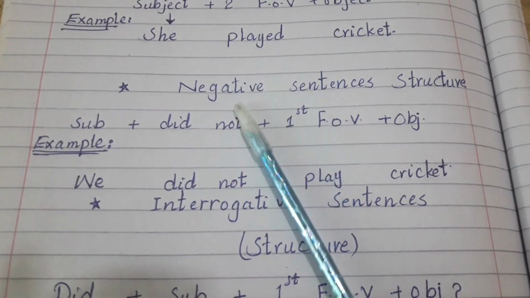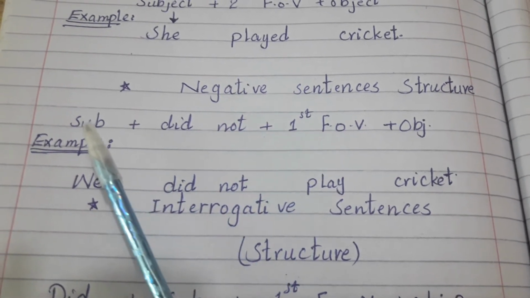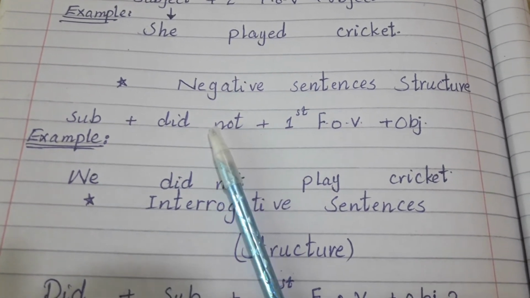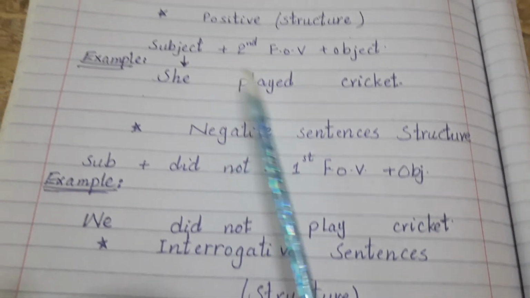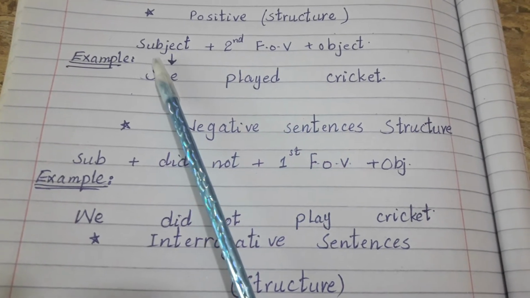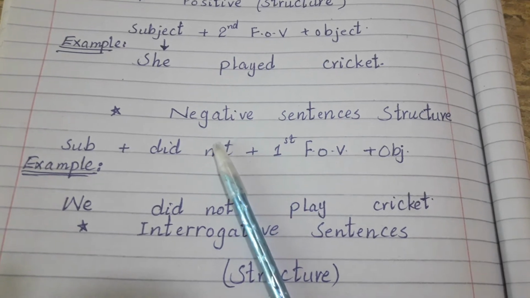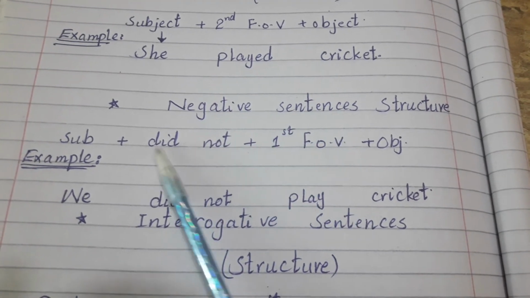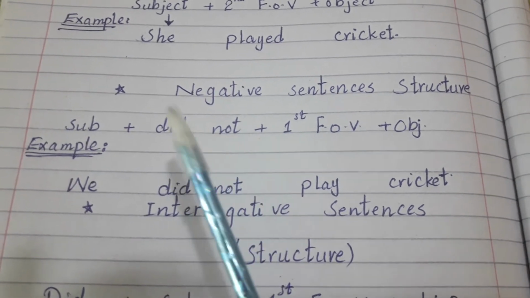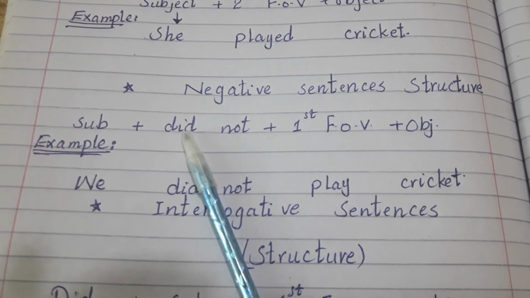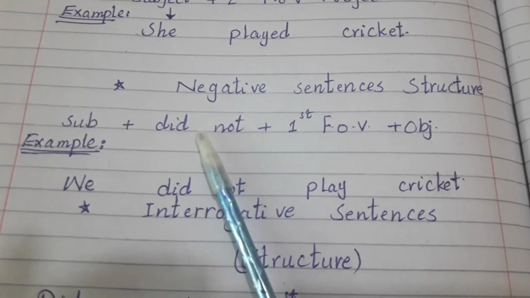Students, this is the formula of negative sentence structure. First of all we write the subject and then did not, then we add the first form of the verb and then the object. In the positive structure we write the subject, then the second form of the verb, but we will not write the second form of the verb in negative sentences. To make negative sentences, did is a helping verb, and we use did not with every subject: he, she, it, I, we, they and you. With every subject we write only did not.